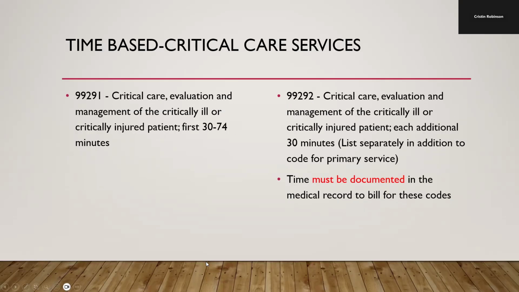So we're going to look at the two most used critical care codes. These are our 99291 for the first 30 to 74 minutes of critical care time spent. Then we have our add-on code 99292, which is each additional 30 minutes of critical care time spent. Remember, in order to bill critical care services, time must be documented.